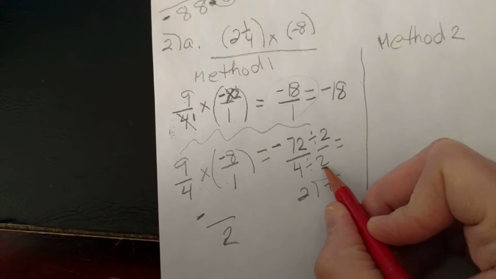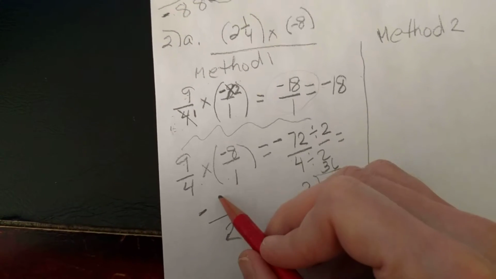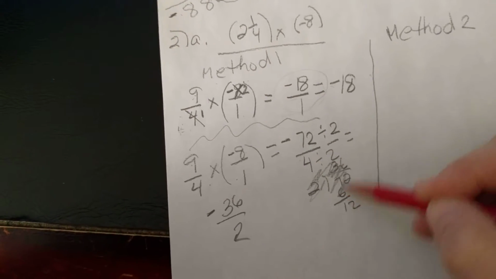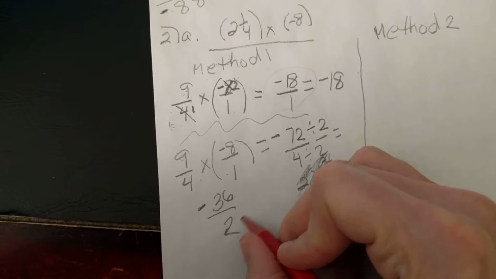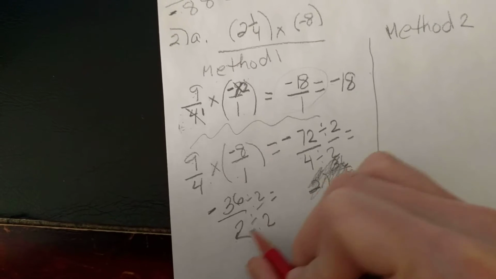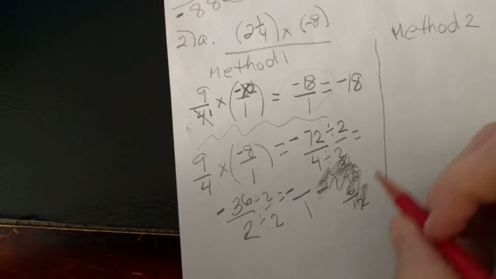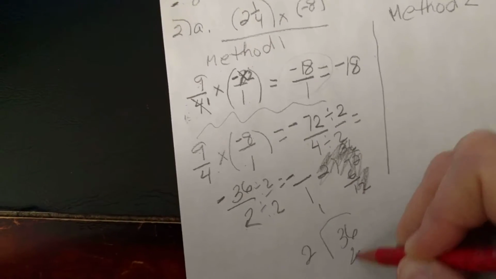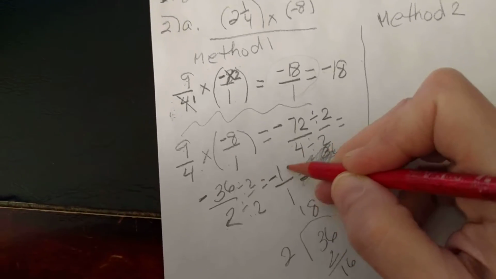Now do you see how much more work this is already? 2 into 12 is 6. So I get 36 over 2. Now, since I have more even numbers, I can divide by 2 again. So 2 divided by 2 is 1. I'm going to bring the negative along, and I'm going to take 36, divide by 2. Some of you can probably do some of this in your head. I get 18.